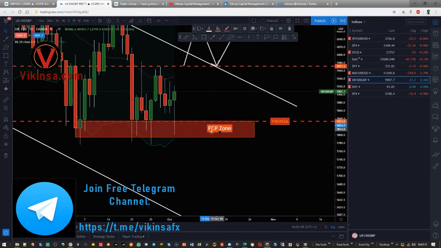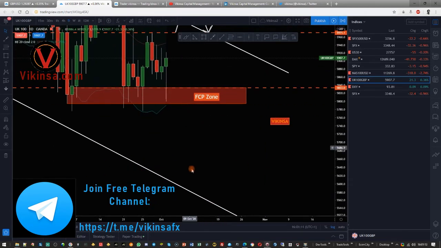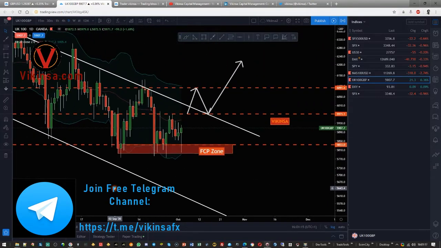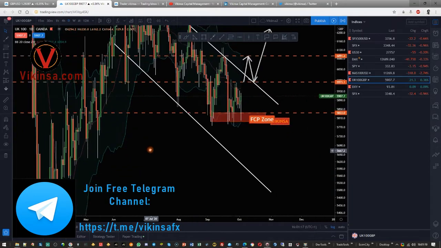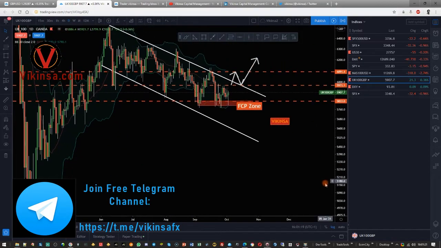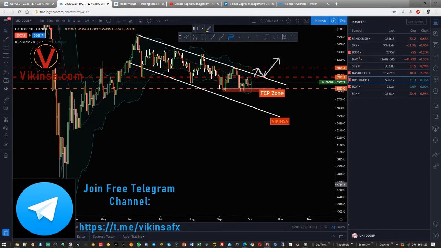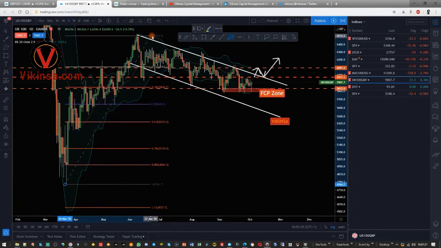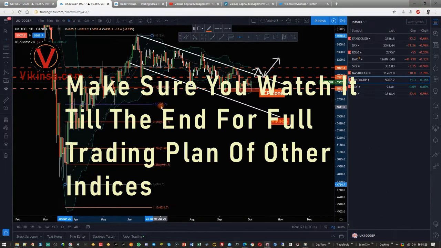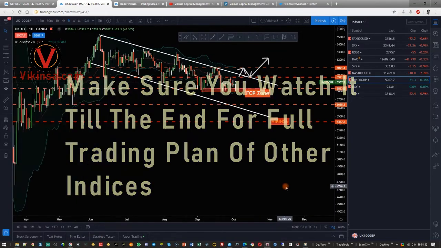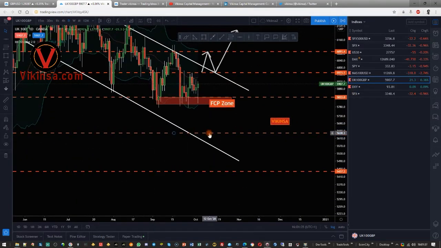Okay, once this zone is broken, then only we'll be looking for a short opportunity, right? So for that we'll have to wait, because we'll have to see where it wants to go to. But if it does break through that, then the next level that we are looking at is here and here. Okay, so if I just remove this, this is going to be the next level.